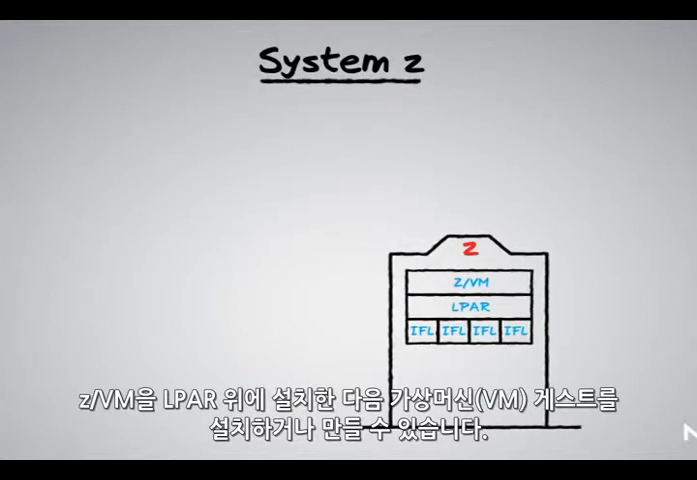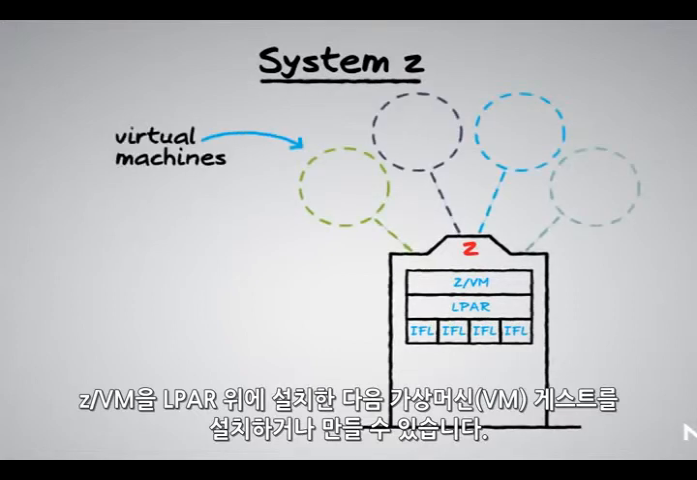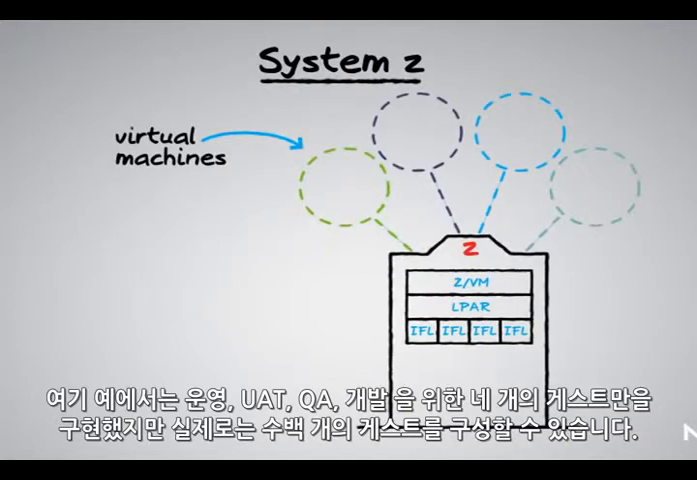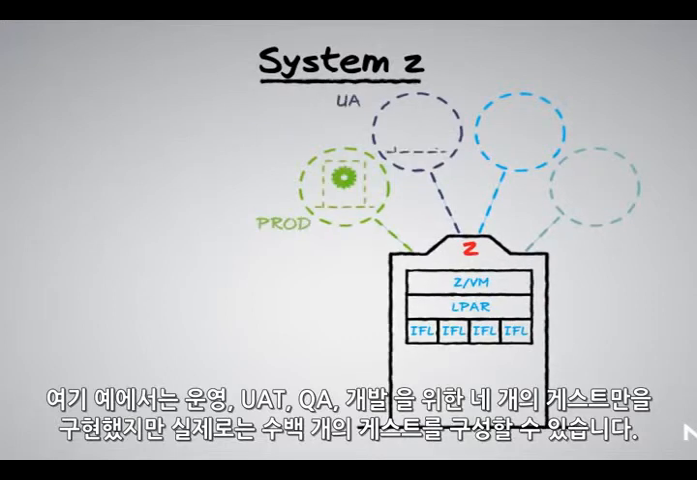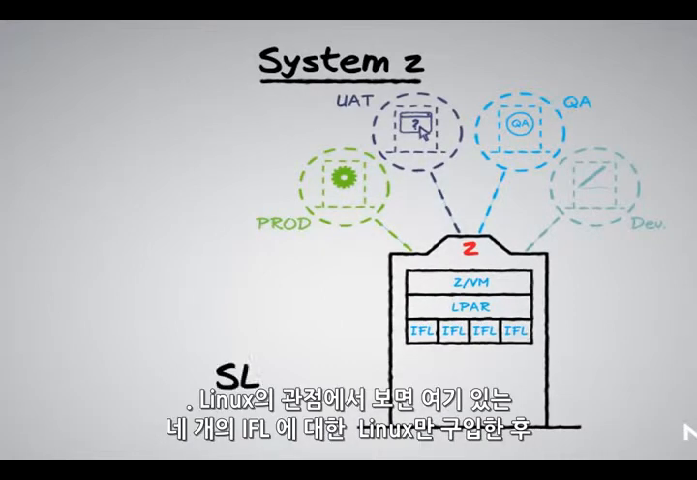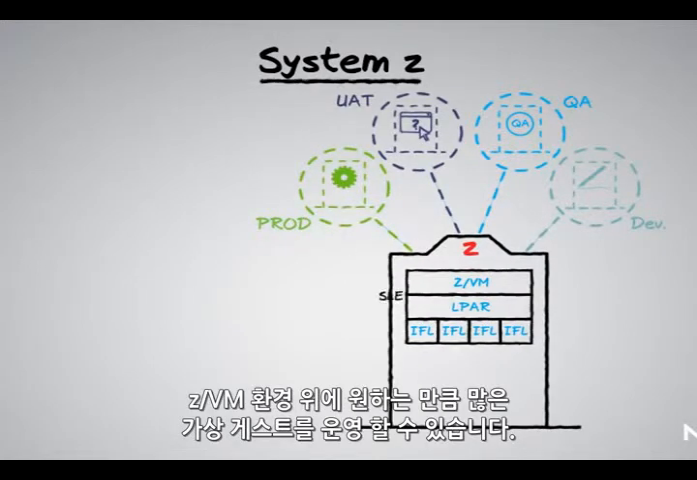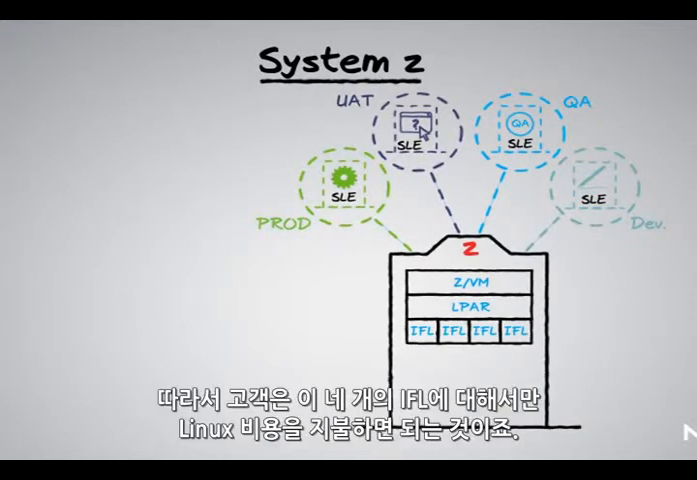And then at that point, you can go ahead and create virtual machine guests. In this case, I have 4 examples of guests: my production, my UAT, my quality assurance, and my dev. But you can have literally hundreds of guests. From a SUSE Linux perspective, you buy SUSE Linux for these 4 IFLs that are here, and then you can spin up as many virtual guests on top of this z/VM environment that you want. So right there, a customer is only paying for those 4 IFLs from a SUSE Linux perspective.